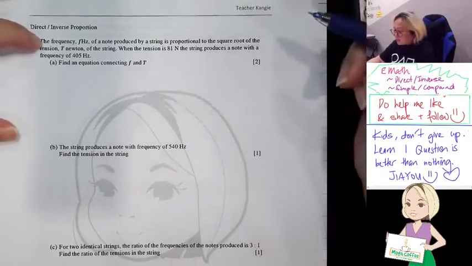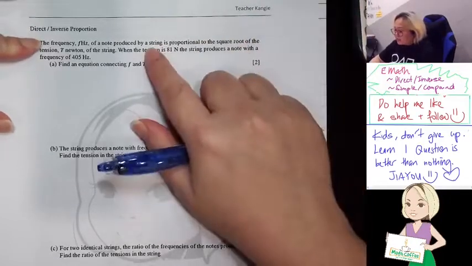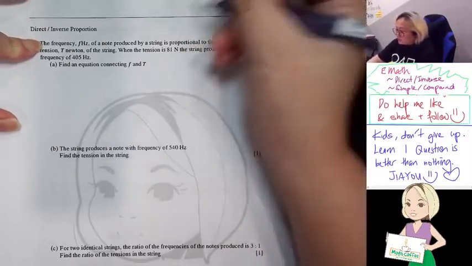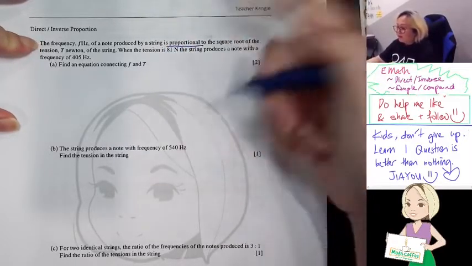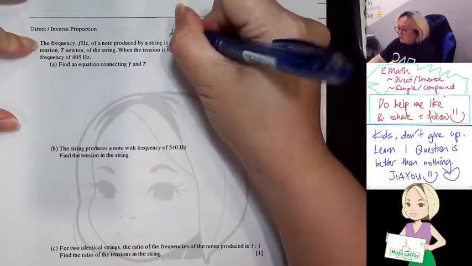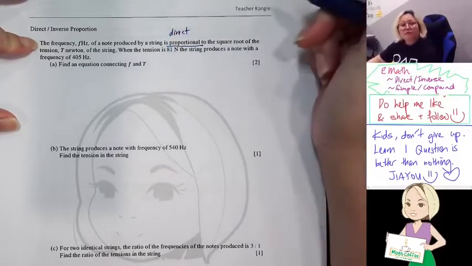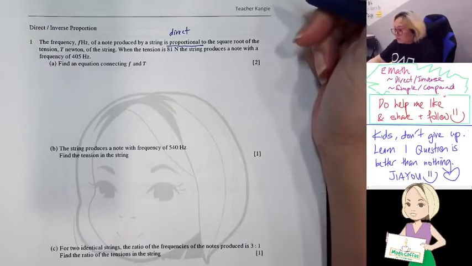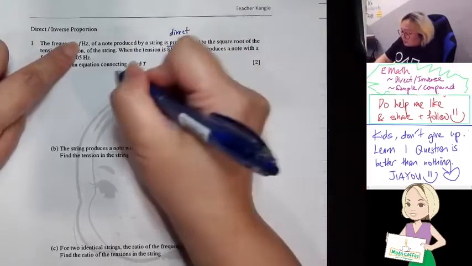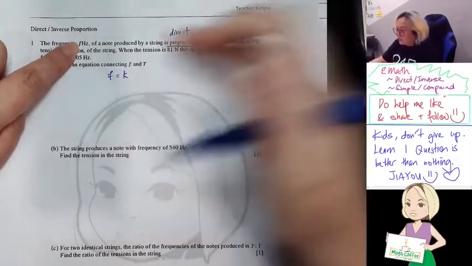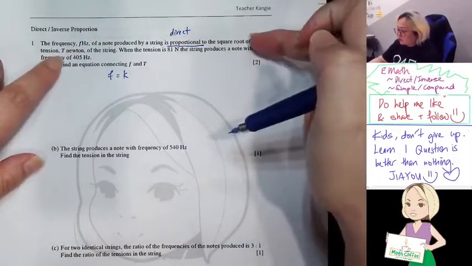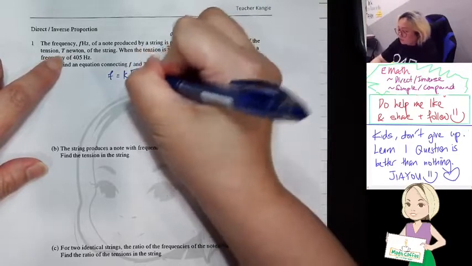Okay, the frequency of a note produced by a string is proportional. So you see, when they say proportional, they did not mention whether it is direct or inverse. By default, it means it's directly proportional. So F is directly proportional, so when it's direct proportional, it's side by side, to the square root of the tension. So it's F proportional to square root of T.